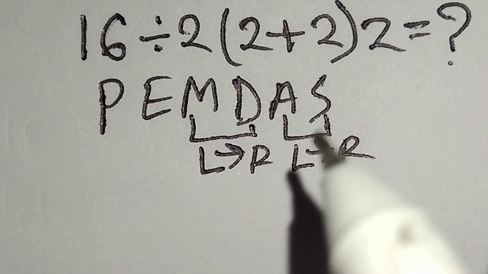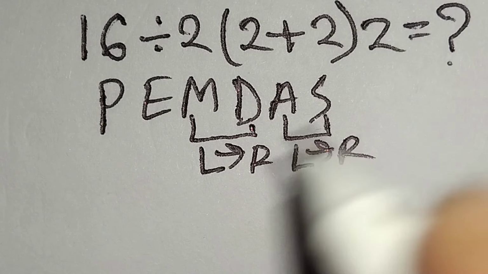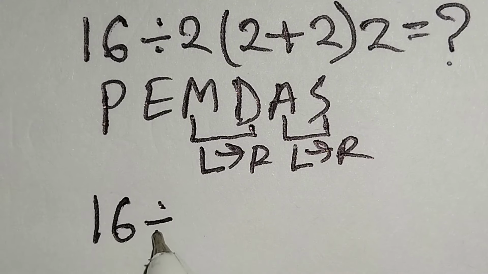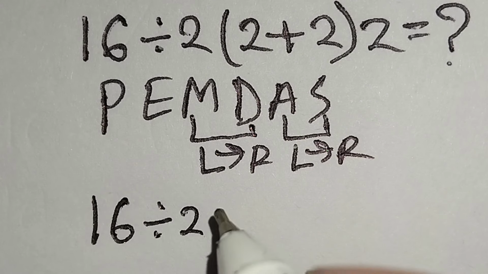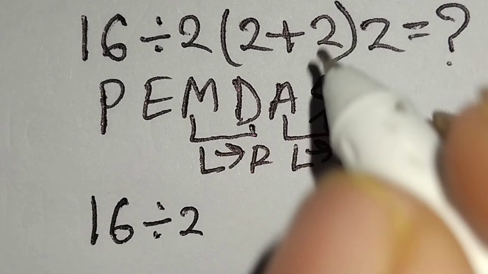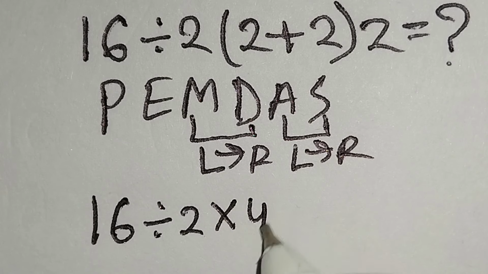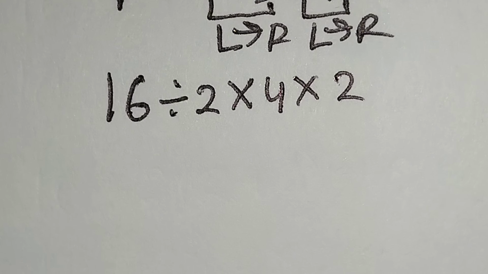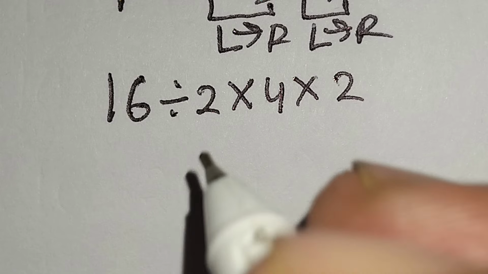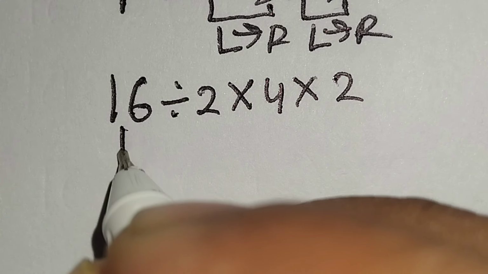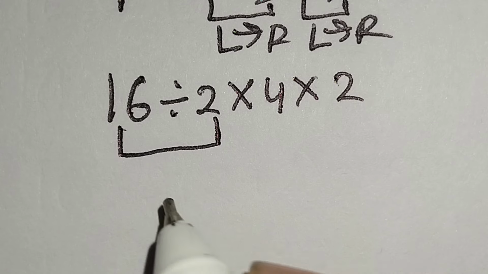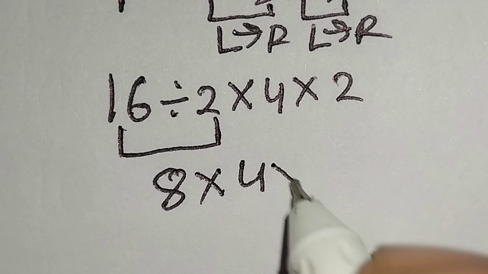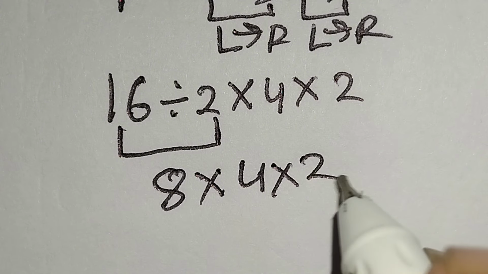Now I have to work with this parenthesis firstly. Here 16 divided by this 2. Here 2 plus 2 gives us 4. Multiply this 2. Now I have to work with this division. Therefore here 16 divided by 2 gives us 8. Multiply this 4. Multiply this 2.